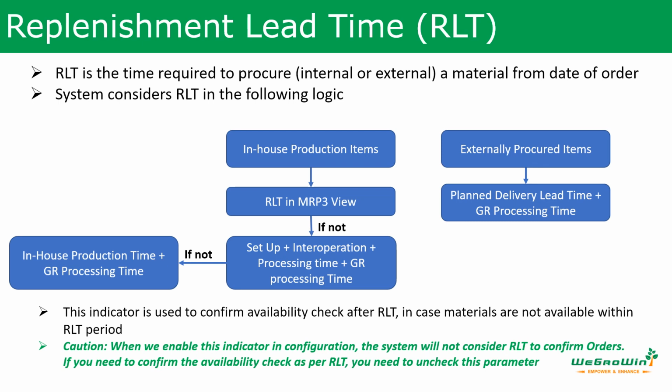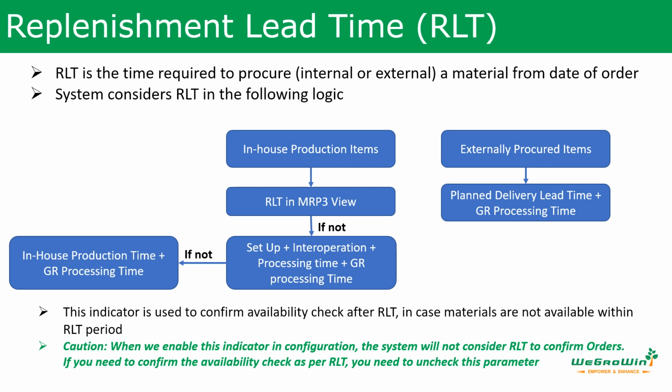An important parameter is the replenishment lead time. Replenishment lead time is the time required to procure, either internally or externally, a material from the date of the order. How is it considered? For in-house production, first the system will consider the replenishment lead time defined in the MRP3 view. If there is no data there, then the system will check the setup and interoperation time, processing time, and GR processing time. These are defined in the work scheduling view and MRP2 view.